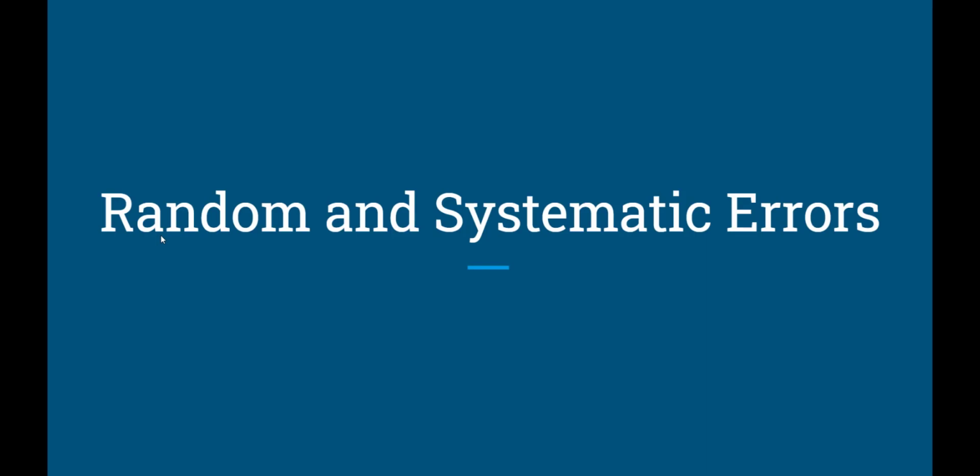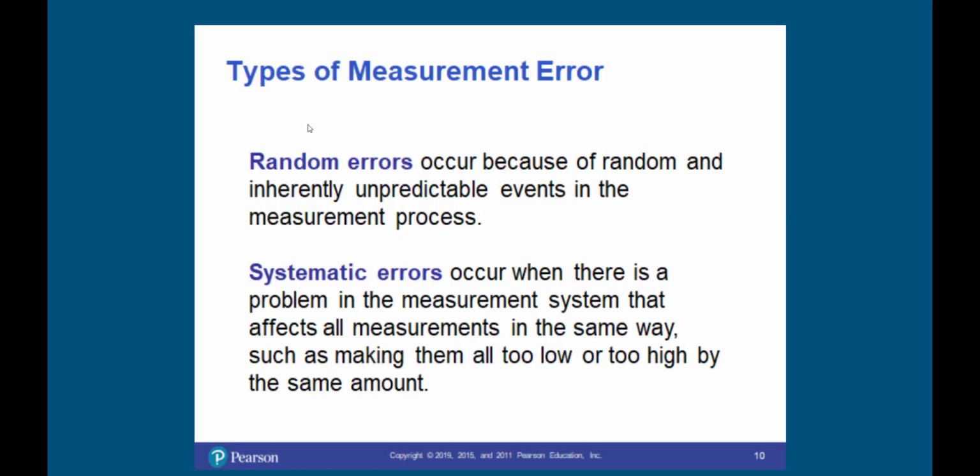So for random and systematic errors, we've discussed these a bit in the introduction to the video. Random errors often occur because of inherently unpredictable events in the measurement process. These are often out of our control. Every scientific experiment will encounter random errors. This is why it's often best to make multiple measurements.